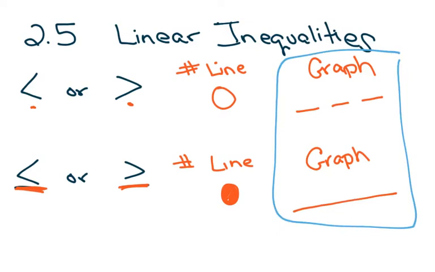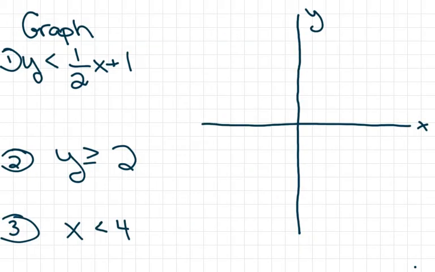Now, remember, if it is a greater than, we shade above. If it is a less than, we shade below, less than, lower. Okay, so let's get into some examples. If I'm graphing this first one, I'm going to graph it in blue. y is less than a half x plus 1.